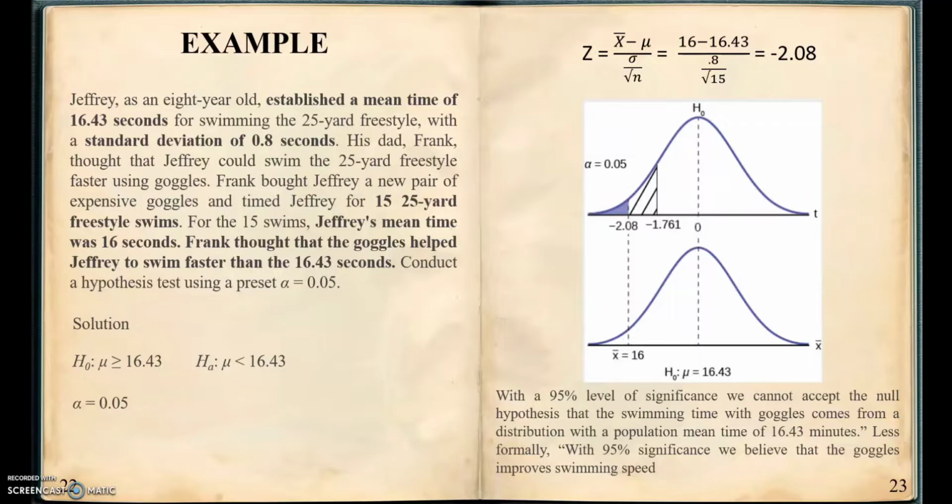So for the conclusion, with a 95% level of significance, we cannot accept the null hypothesis that the swimming time with goggles comes from a distribution with a population mean time of 16.43 seconds. Less formally, with 95% significance, we believe that the goggles improve swimming speed.